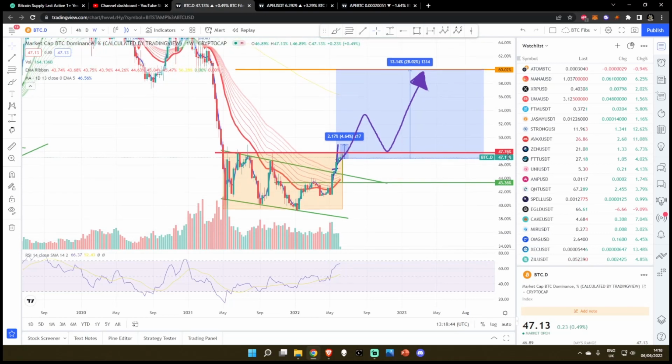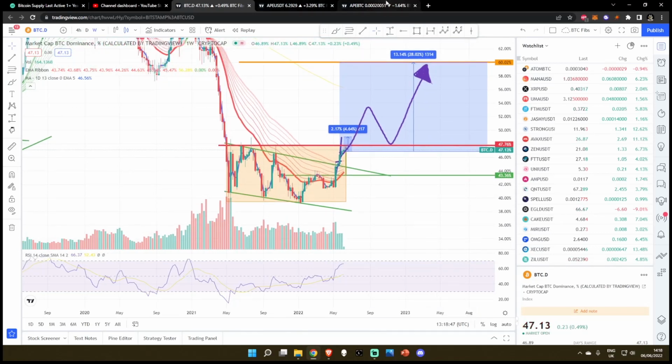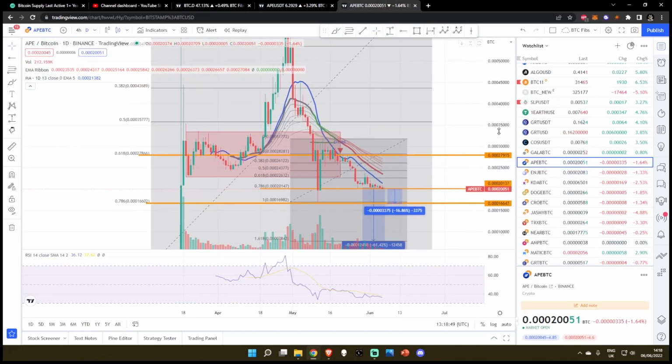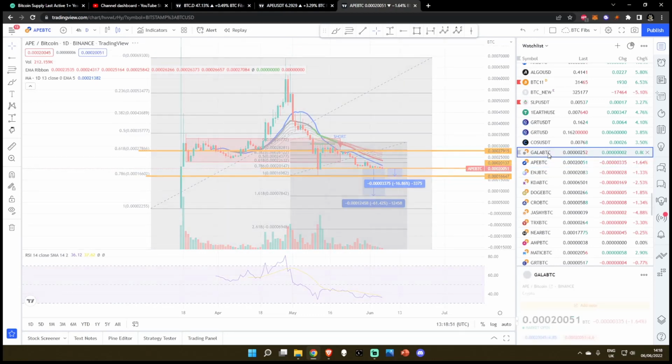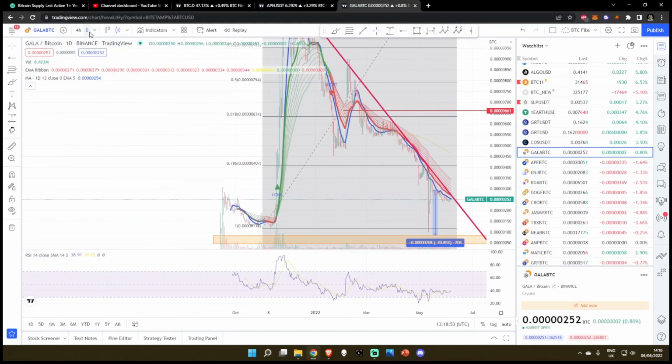So be very careful if you're trading altcoins. It really doesn't matter what altcoin you're trading right now. All of them are getting wrecked against Bitcoin. This is Gala against Bitcoin. Let's hop over to the weekly.